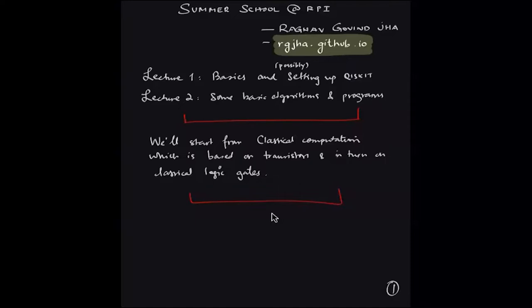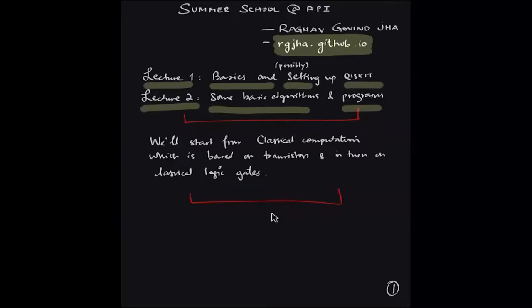Okay, so the basic plan is something like this. In lecture one, we'll be talking about the basics as mentioned, and we'll try to set up Qiskit. And then in lecture two, we'll talk about some basic algorithms and we'll write some programs, hopefully. So let me just start from the basic idea. Where do we start from?